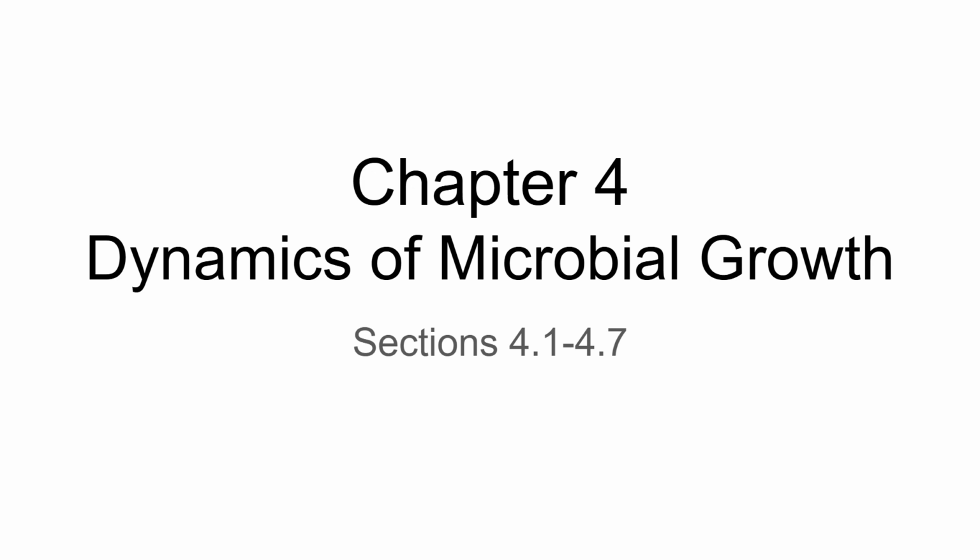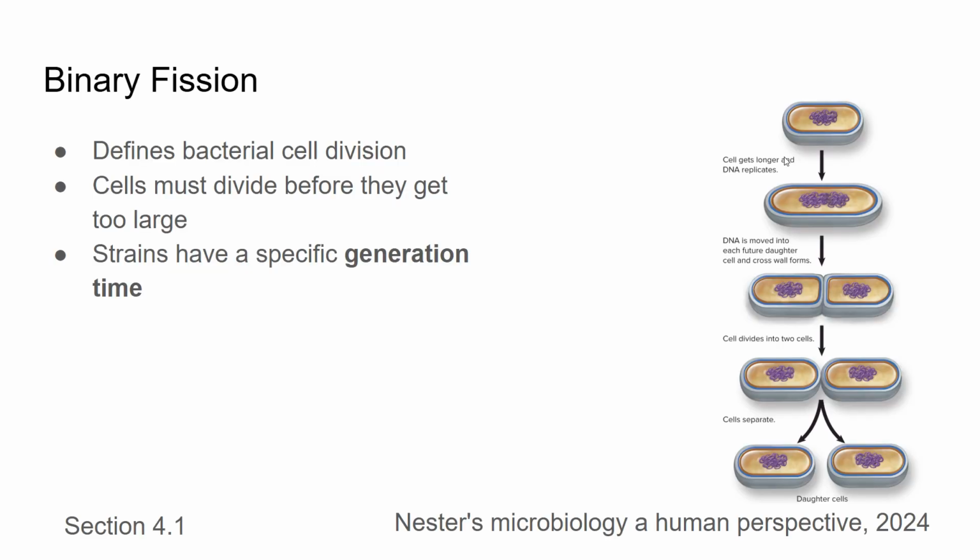So first thing we're going to look at is sections 4.1 through 4.7. These are going to be the dynamics of microbial growth. So first, we want to know exactly what bacterial growth is. Well, this is going to be cells growing larger, but also splitting into other cells.